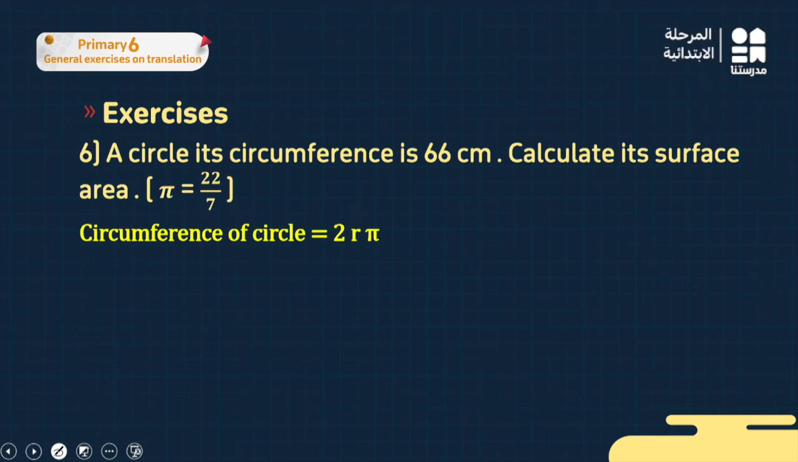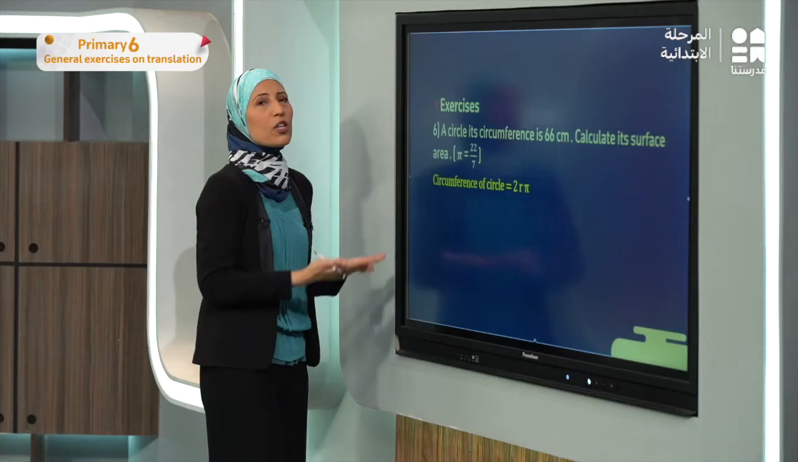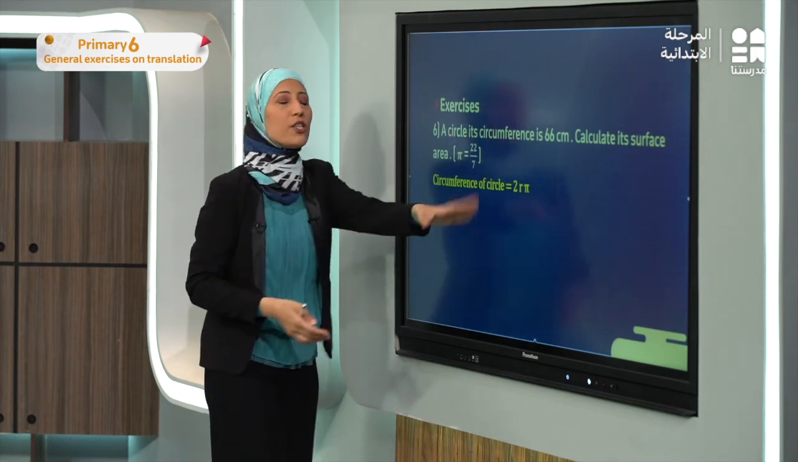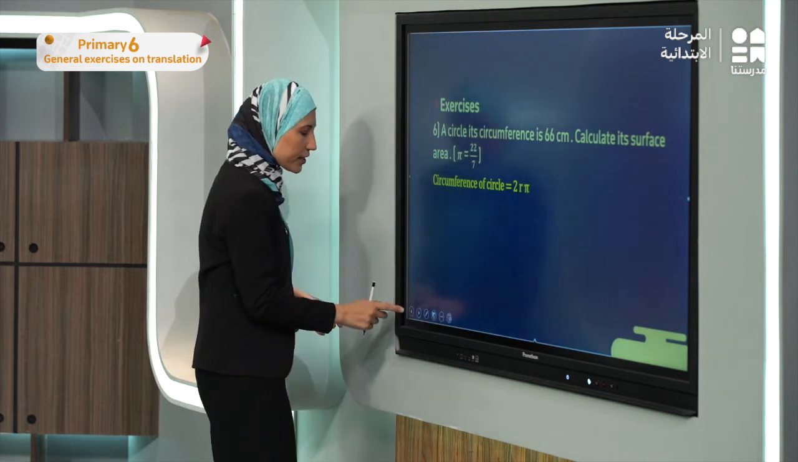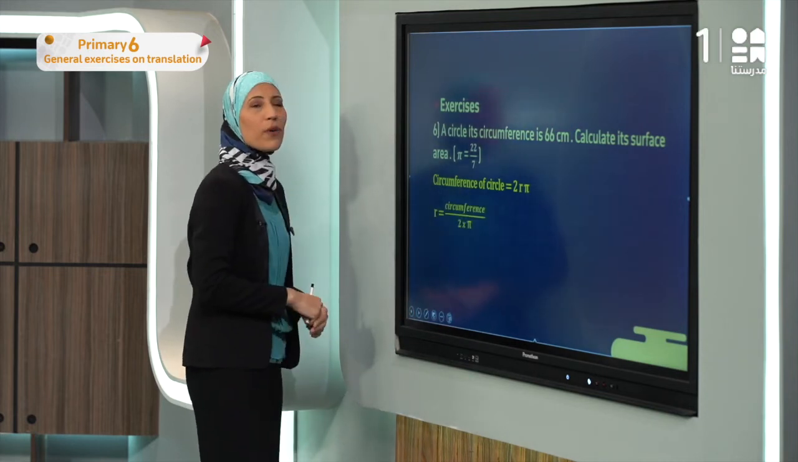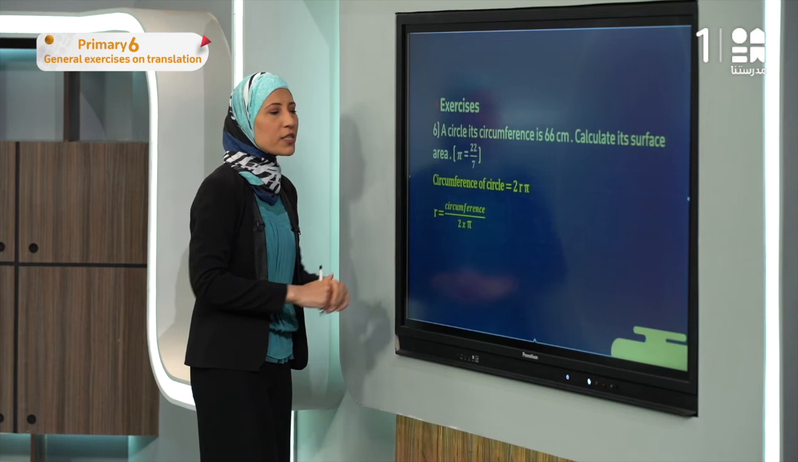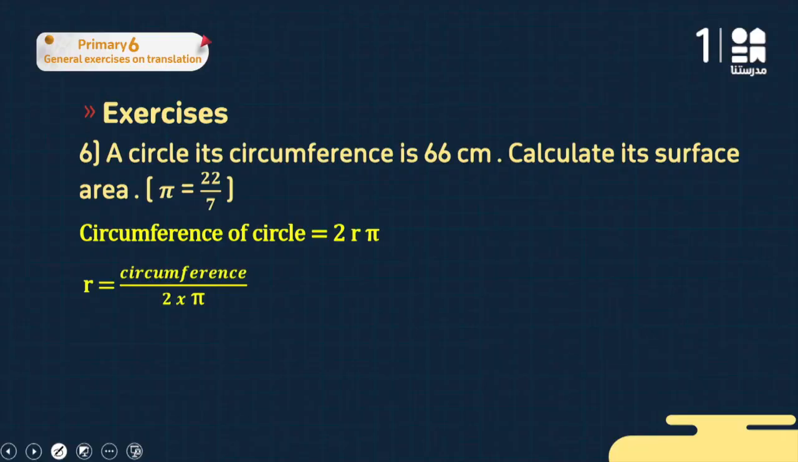So I have here the circumference, not the radius, and I already know pi, but from where can I find the radius? I have a rule. Tell me, if I have a circumference, how can I find the radius from the circumference? I will make circumference divided by 2 pi. To find the radius from the circumference, it will be the rule: circumference divided by 2 pi gives me the radius.